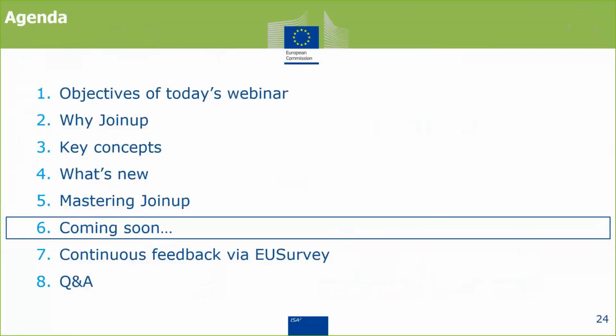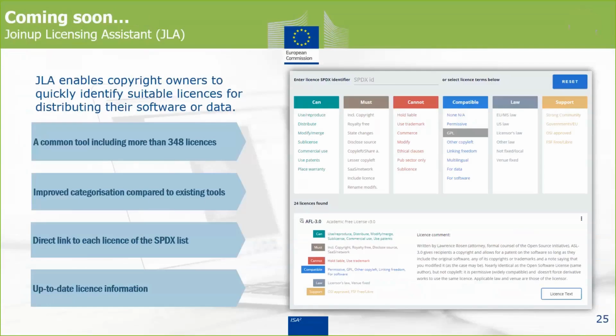And coming soon. This is something that was missing not only on Joinup, but believe me, this was missing in general out there. The Joinup Licensing Assistant, the JLA. This JLA feature enables copyright owners to quickly identify suitable licenses for distributing their software or data.